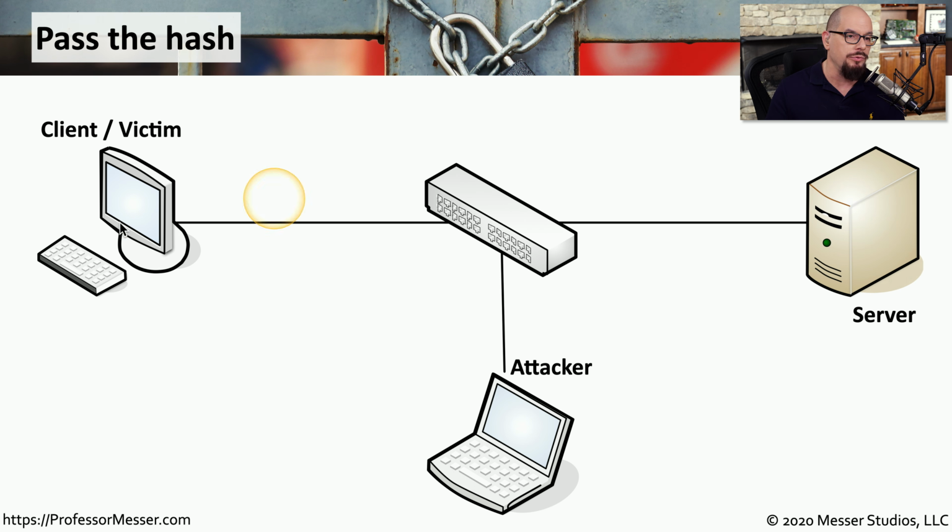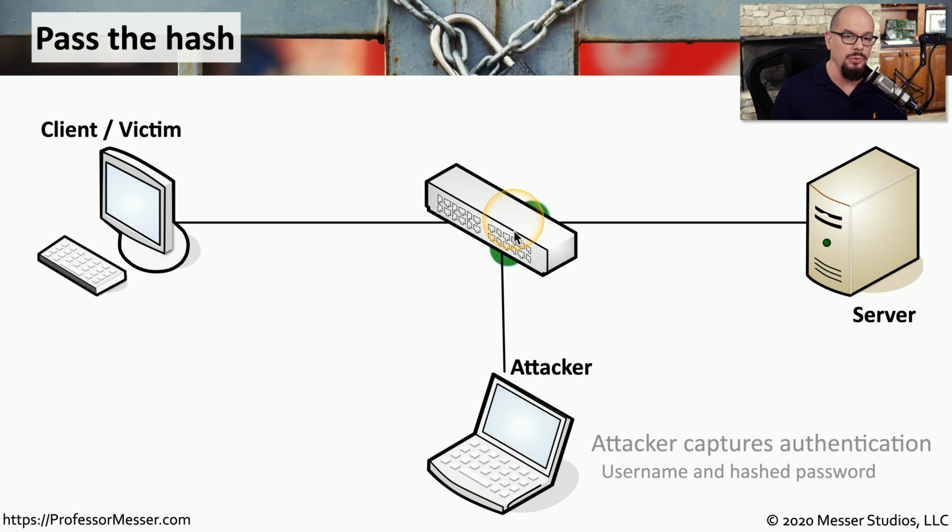In our network here, we have three devices. We have the client device that will be the victim. We have an attacker that's on the network, and we have the server that is communicating back and forth with the client. During the initial authentication process where the client sends username and password information to the server, what's usually sent across the network is the username and a password hash.